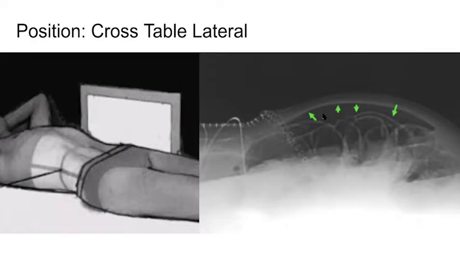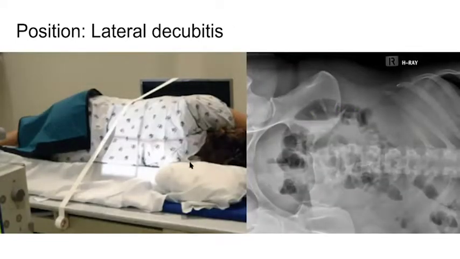air in the abdomen, which means that there is a bowel perforation. The cross-table lateral positioning can be very helpful if the patient cannot move or rotate. Here we have a patient in right lateral decubitus. The patient is on their side, and this is a radiation source and the detector.